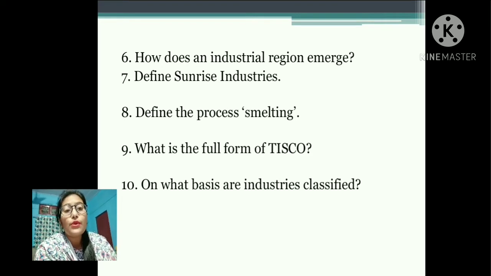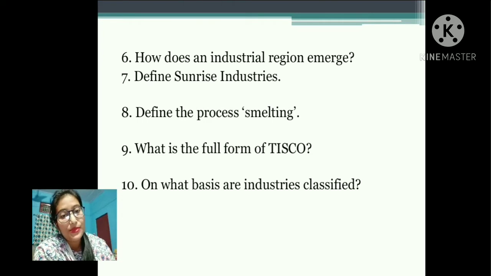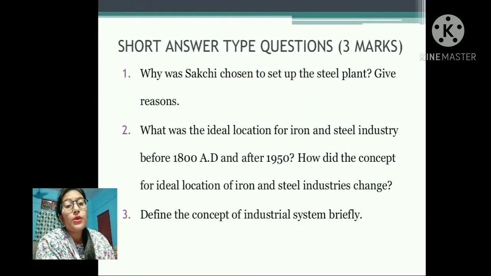Question number 10. On what basis are industries classified? So industries are classified on 3 bases: raw materials, size and ownership, right? So now coming to the short answer type questions, there are the 3 marks questions. Question number 1. Why was Sakchi chosen to set up the steel plant? Give reasons. So you need to give 3 reasons.